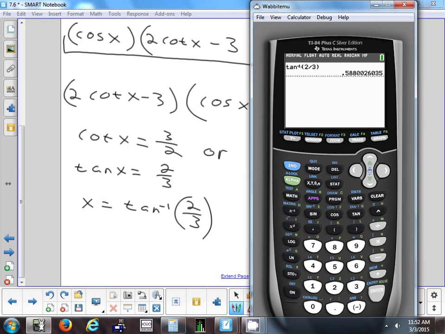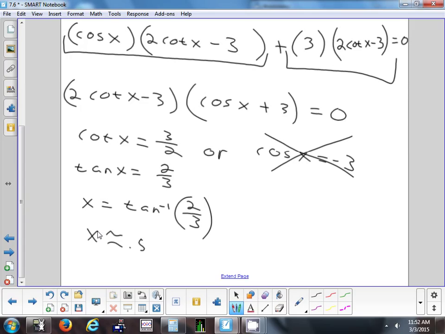0.59. And to get my other answer, think about where tangent's positive, quadrant 3. So add that answer to pi. Okay, so you'll get 3.73.